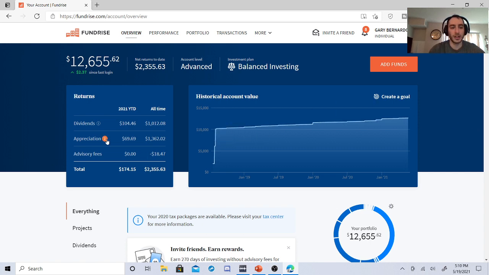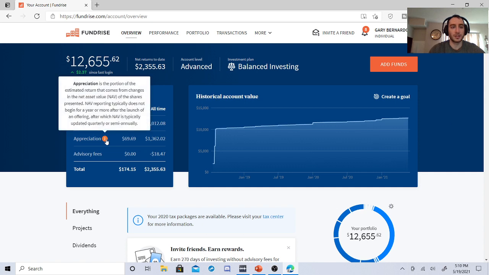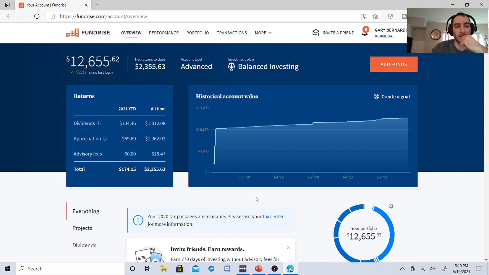So with the appreciation, it's the portion of the estimated return that comes from changes in the net asset value of the shares presented. Net asset value reporting typically does not begin for a year or more after the launch of an offering, after which the net asset value is typically updated quarterly or semi-annually. So obviously with the pandemic, net asset value might be hurting a little bit.